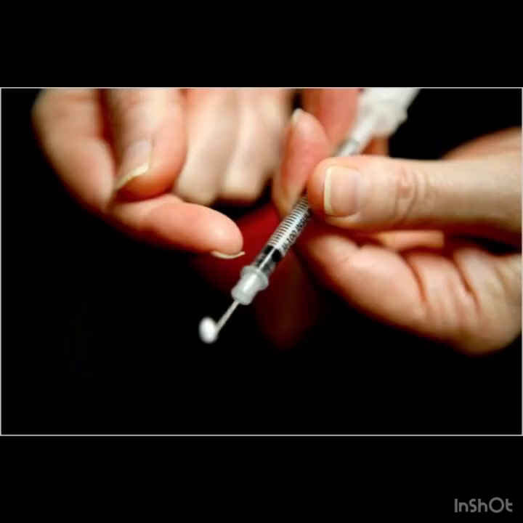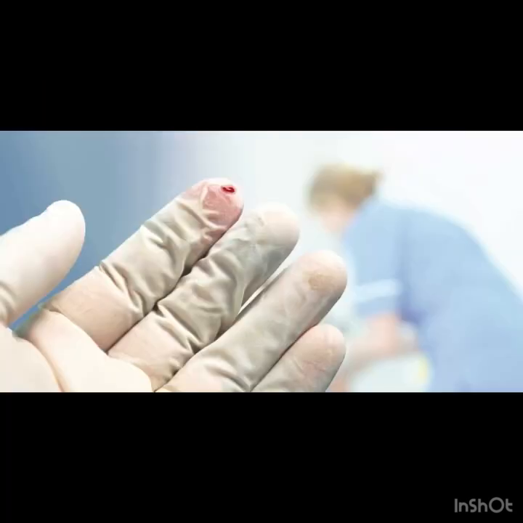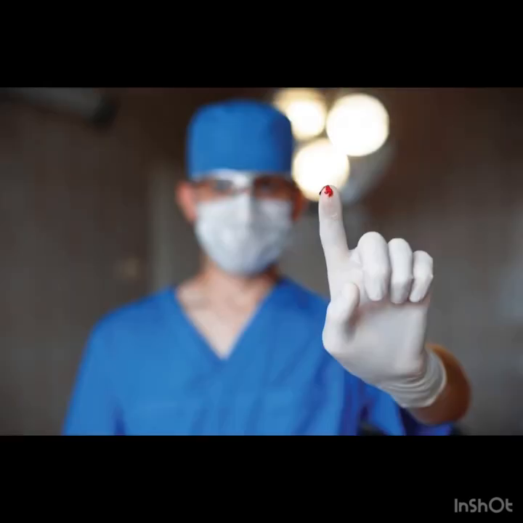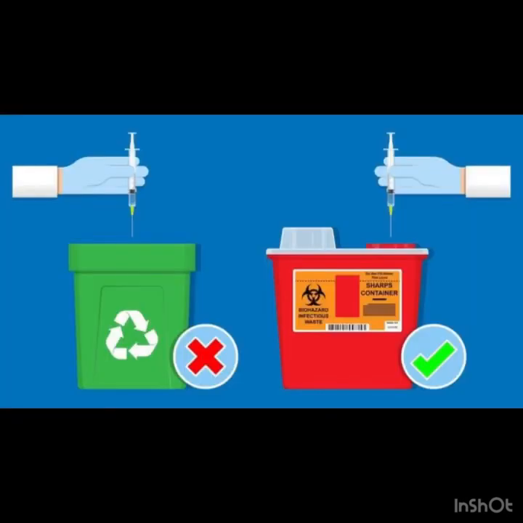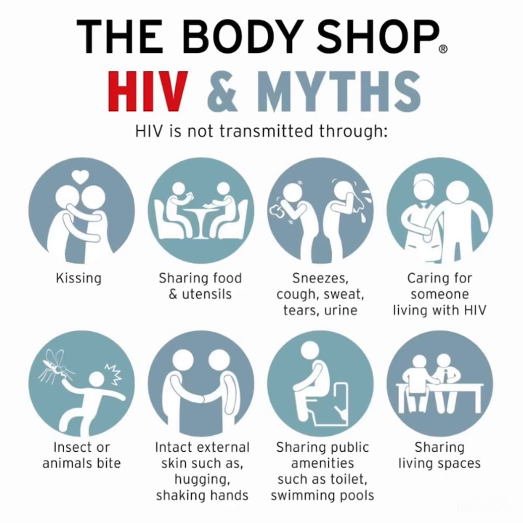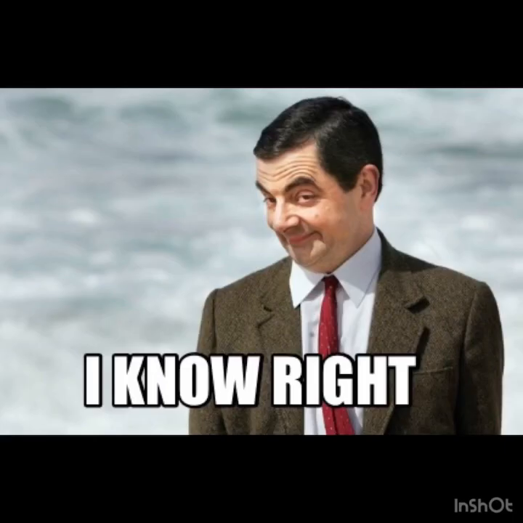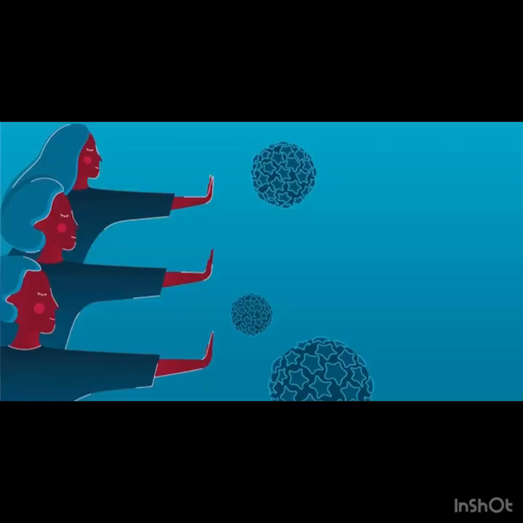Lastly, certain occupational exposures, such as accidental needle pricks or contact with infected blood, can put healthcare workers at risk. Strict adherence to universal precautions and safety measures is crucial in these settings. It's important to remember that AIDS is not transmitted through casual contact, hugging, shaking hands, sharing food and drinks, or using the same toilets. Now that we know how they are transmitted, how can we prevent ourselves from getting HIV?